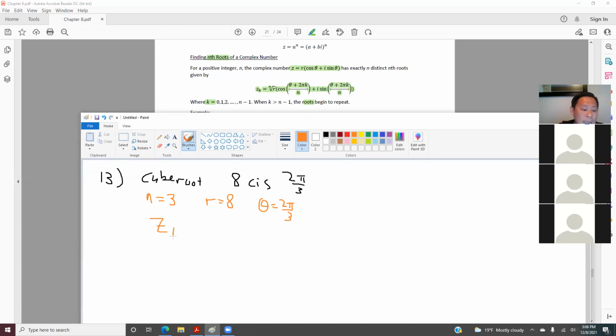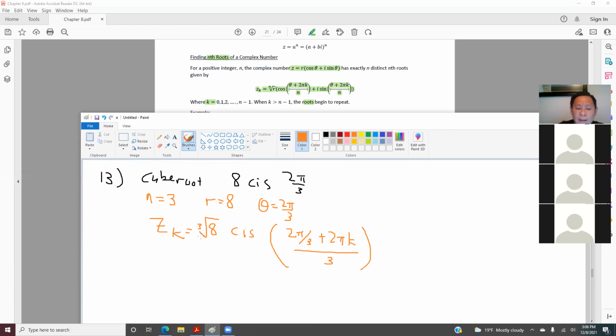So z_k in this case will be the cube root of 8 because n is 3. Plug it in. r is 8, CIS, theta is 2 pi over 3 plus 2 pi k, all over 3. Don't forget n is 3. So we plug all this n, r, and theta into this formula. And your k is still there. There's only one k here.